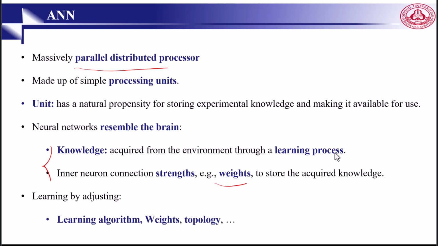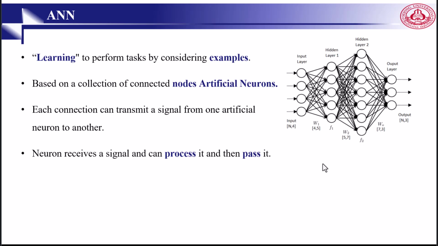The learning is performed by adjusting learning algorithms, weights, topology, and etc. that we will study later. Artificial neural networks are inspired by the biological neural networks that constitute human brains. Artificial neural networks learn to perform tasks by considering examples, or you can say data. So in here, we are not going to program them explicitly with any task-specific rules.